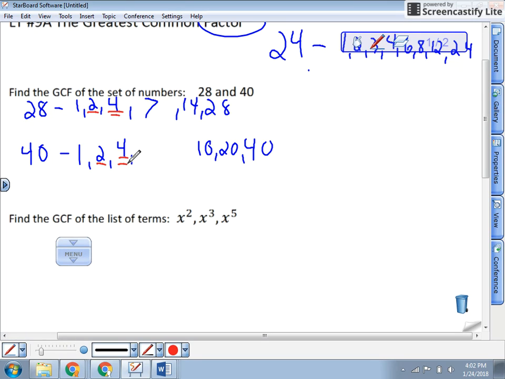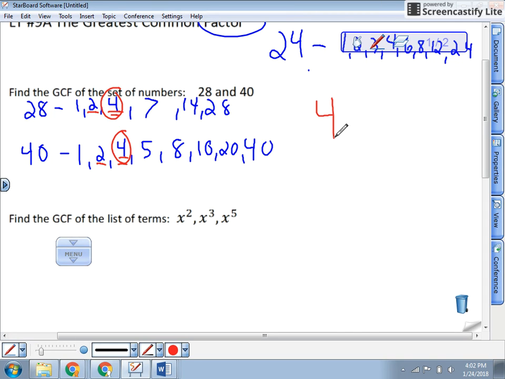And let's see what else for 40. I think we've got one more. I think we've got 5 and 8. So there are the factors. You can see the greatest common factor of the two numbers would be 4. So in this case, that is our answer. Did you find this GCF? The answer is 4, and that's how you get it.